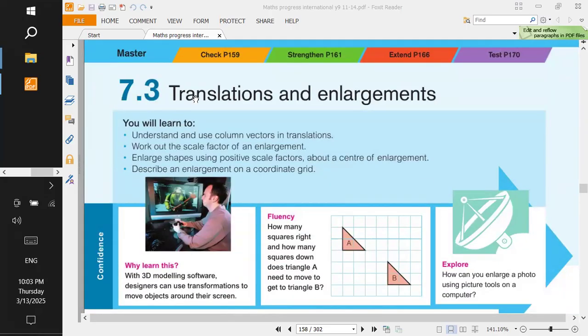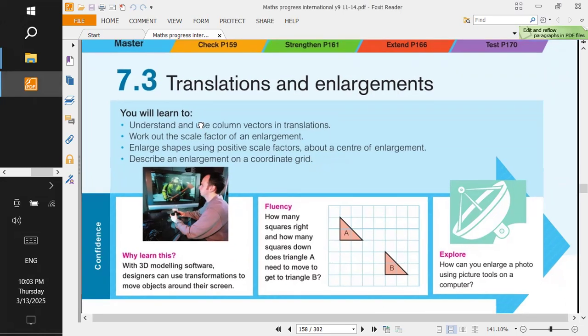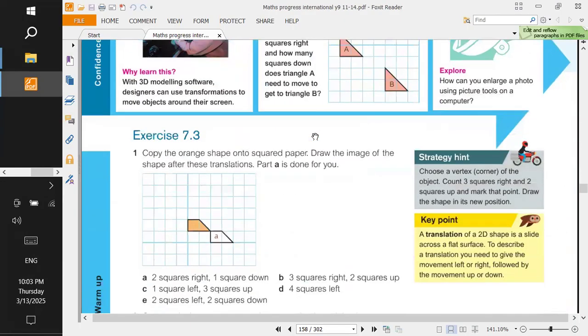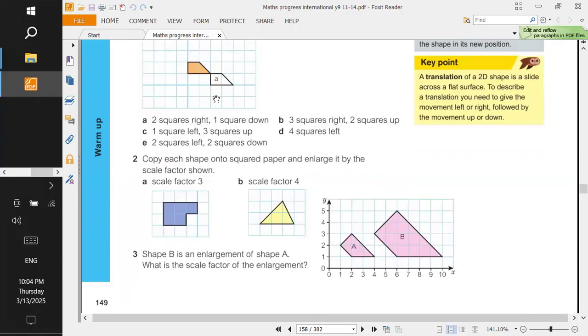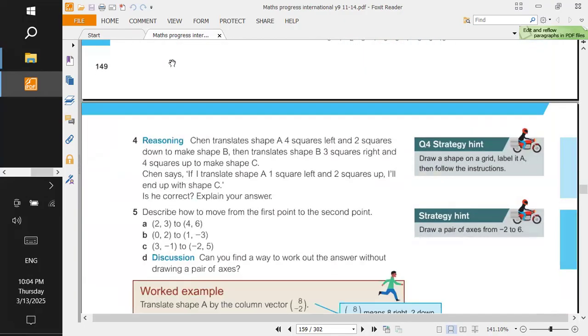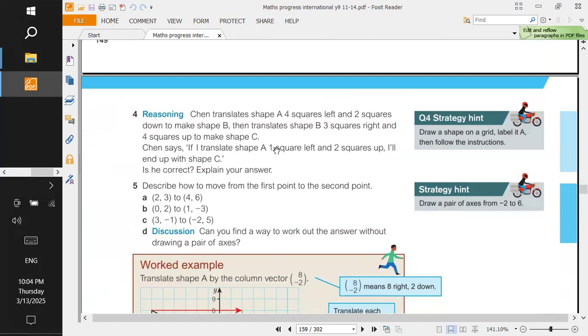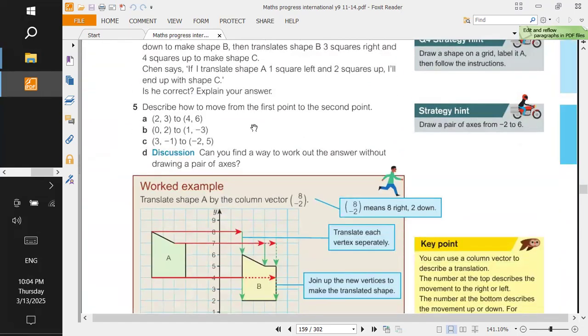Here in lesson 7.3, we're going to talk about translations and enlargements, and how to translate shapes and how to enlarge shapes. First, let's start with translations, step by step. Translation means what? Translation means the movement of the shape across a flat surface. So it's the sliding of a shape across a flat surface. So basically, you just move it from a place to another. And translation happens using a vector of translation.